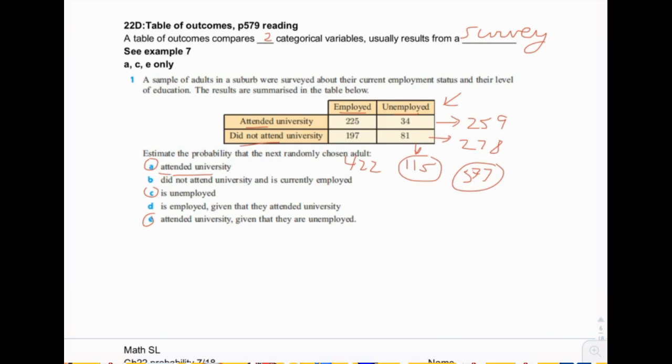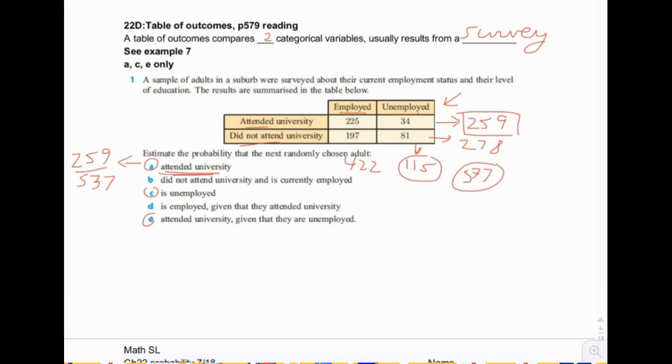So first thing they ask us is, for the next randomly chosen adult, what's the probability that he went to university? So we could take the statistics we have about students attending university for all the people we've counted up until now, and up until we've counted now, 259 have attended university. And how many total have we counted? 537. Okay, so the probability that the next person will attend university is about 259 divided by 537.